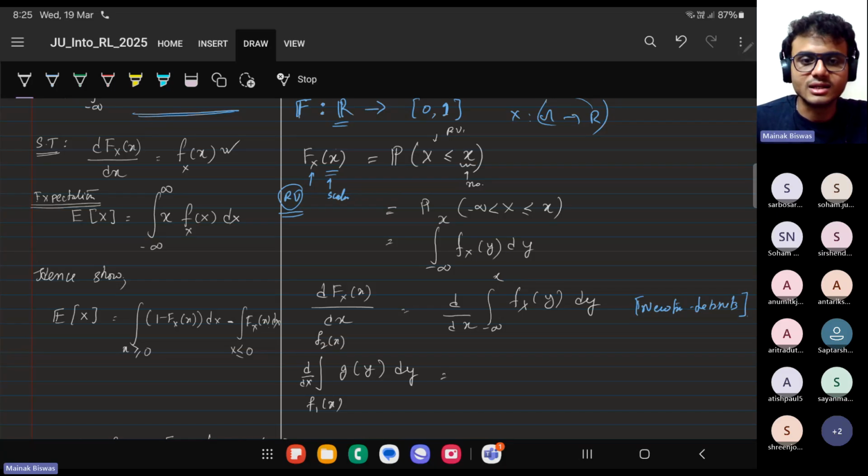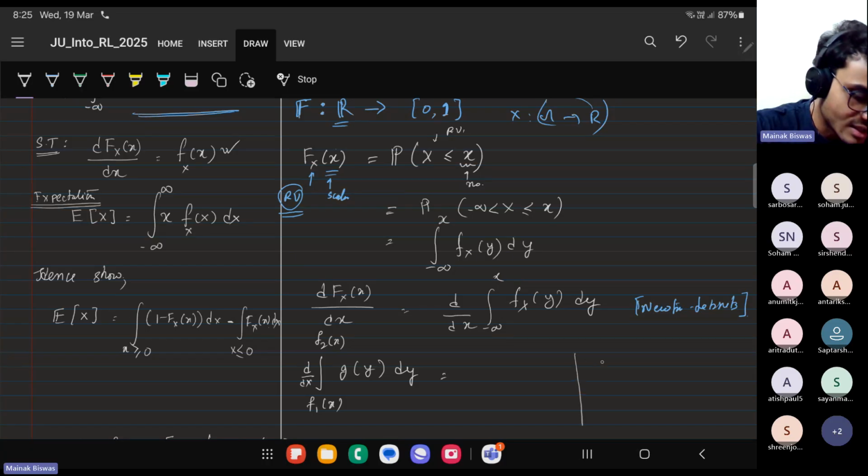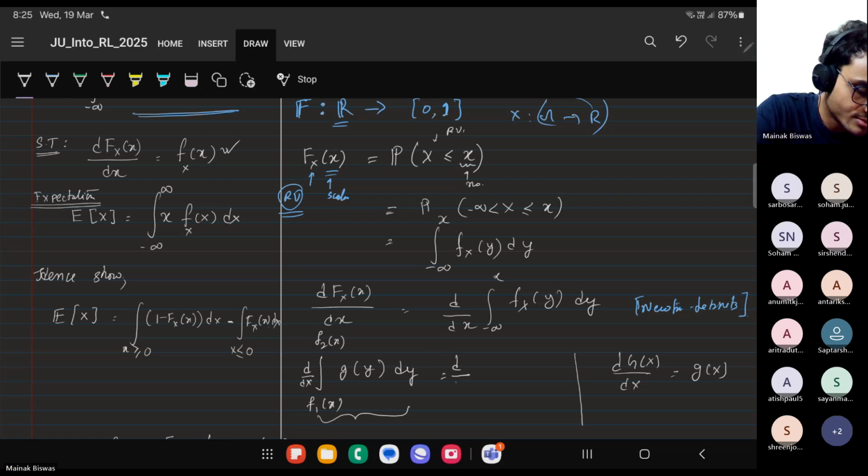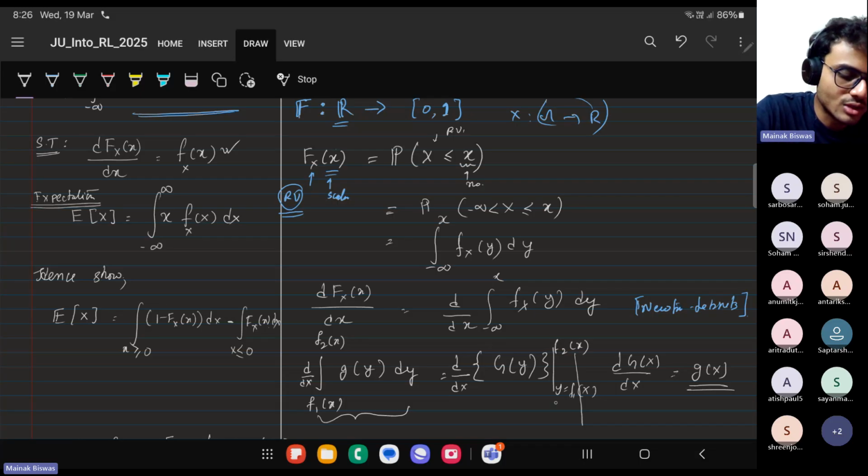So what can you write this as is the question. Let us say that the derivative of a capital G function with respect to x is g of x, right? So by the fundamental theorem of calculus, what can I write this equation as, the thing inside the derivative? The integral of small g of x is capital G of x, between f1 of x and f2 of x. This is the fundamental theorem of calculus, yes or no? Yes.